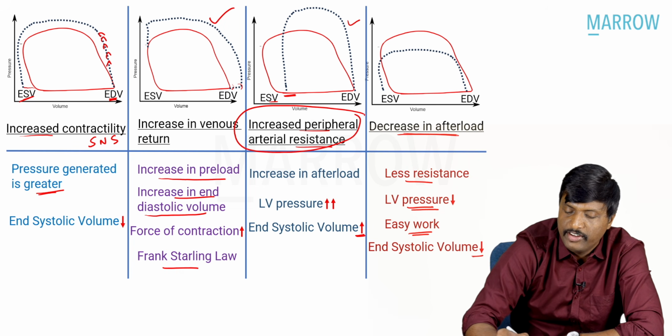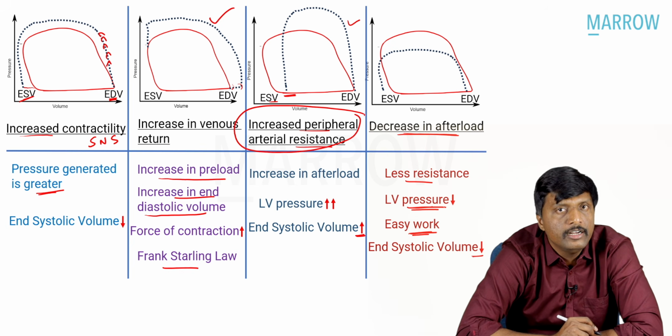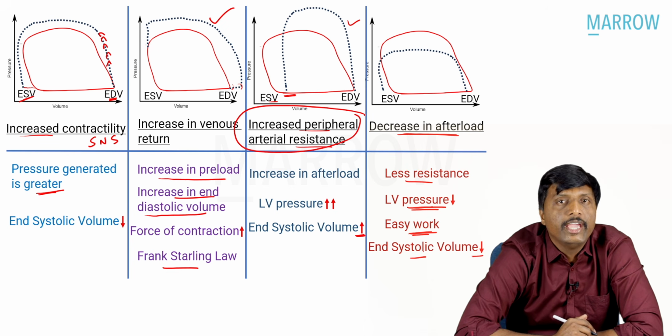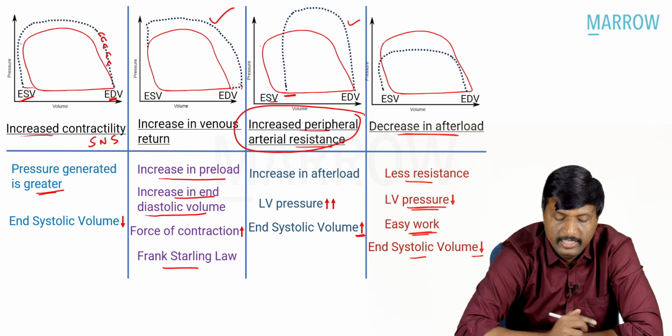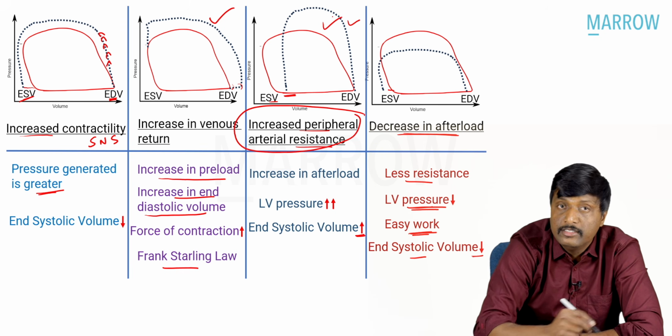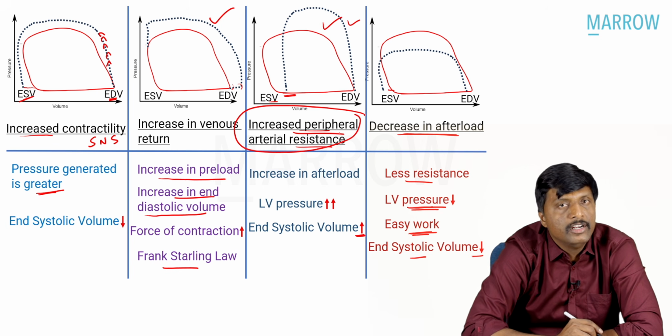So, decrease in afterload, easy work. Left ventricular pressure generated definitely decreases. It can function very effectively. Lot will be pumped out. So, end systolic volume decreases. The answer for our question is this, increased peripheral resistance.